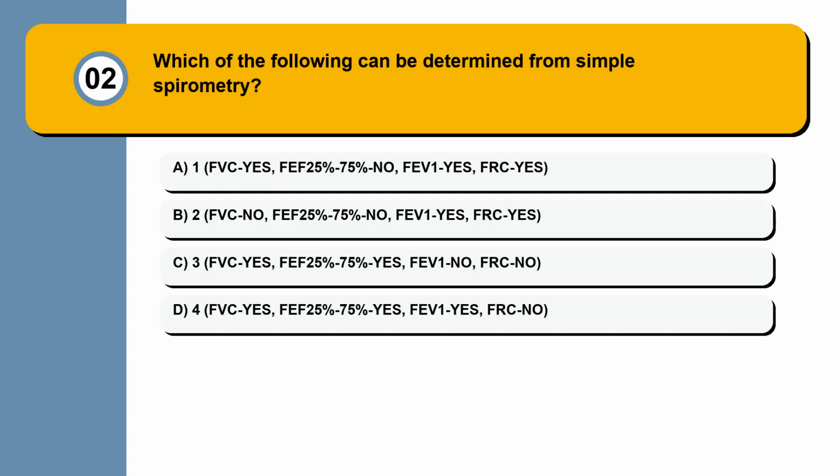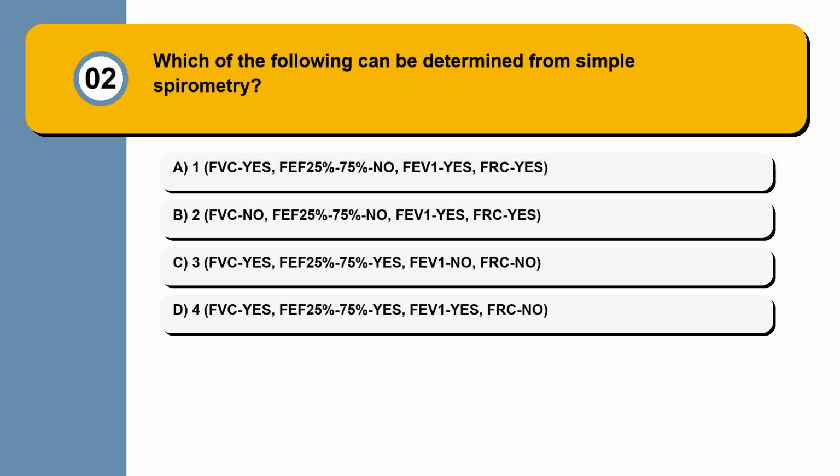Question 2. Which of the following can be determined from simple spirometry? 1. FVC yes, FEF 25%-75% no, FEV1 yes, FRC yes. 2. FVC no, FEF 25%-75% no, FEV1 yes, FRC yes.